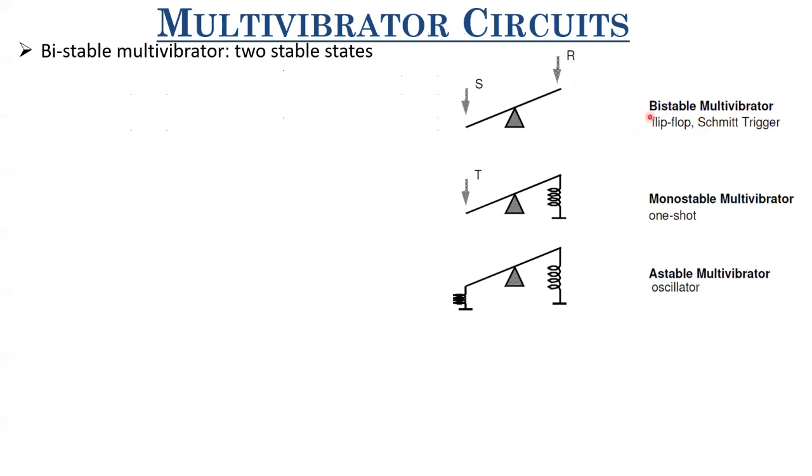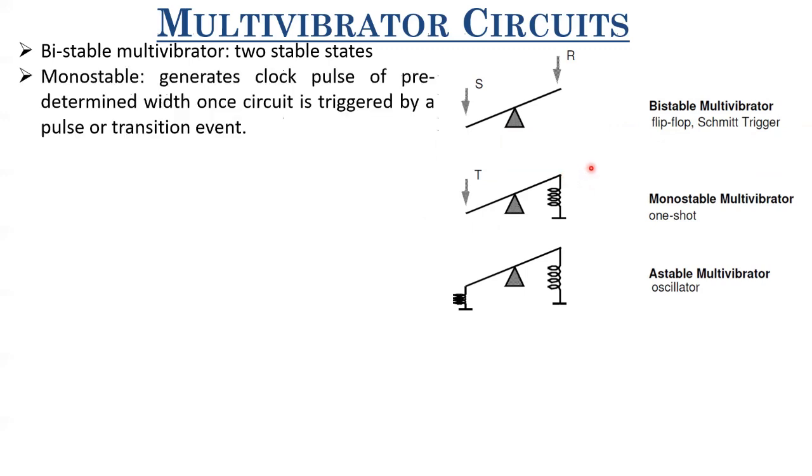The flip-flop was something which we discussed in detail. In this lecture, we will be discussing another class of bistable multivibrator circuits, which is known as the Schmitt trigger. Apart from this, we have other variants of the multivibrator circuit as well. One of the variants is the mono-shot or monostable multivibrator. In a monostable multivibrator, you have one stable state and the other state is quasi-stable. It is generally used to generate a clock pulse of predetermined pulse width.